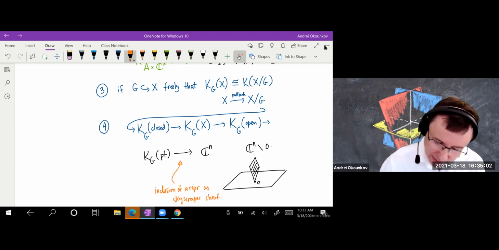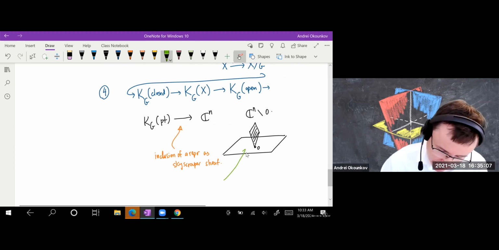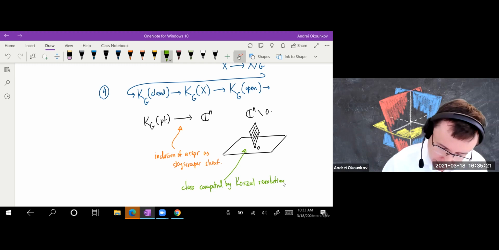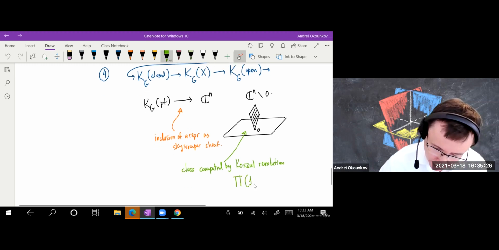And what that class is, here's the class of that, computed by the Koszul resolution. And it equals the product of 1 minus x over a_i.